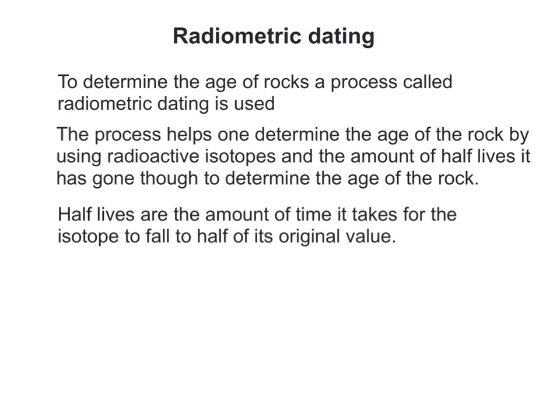Radiometric dating. To determine the age of rocks, a process called radiometric dating was created in the 1940s. The process helps one determine the age of a rock by using radioactive isotopes and the number of half-lives it has gone through in its lifetime. And a quick description of a half-life is the amount of time it takes for the isotope to fall to half of its original value. These usually take thousands of years, millions of years, or even billions of years, depending on the isotope that is used.